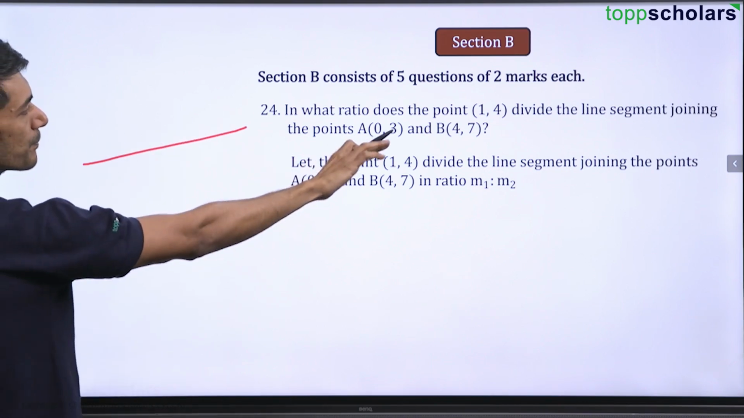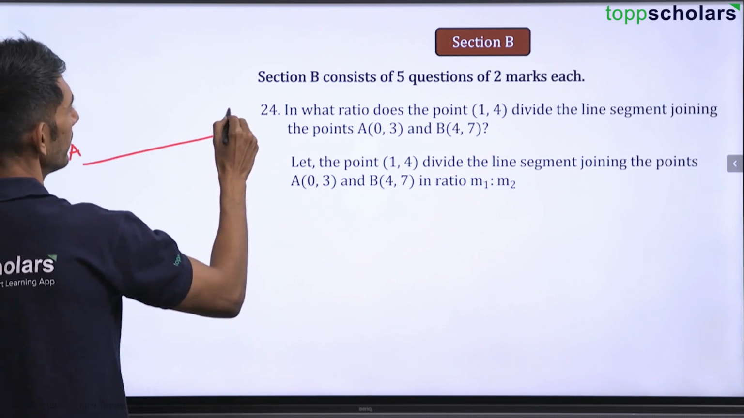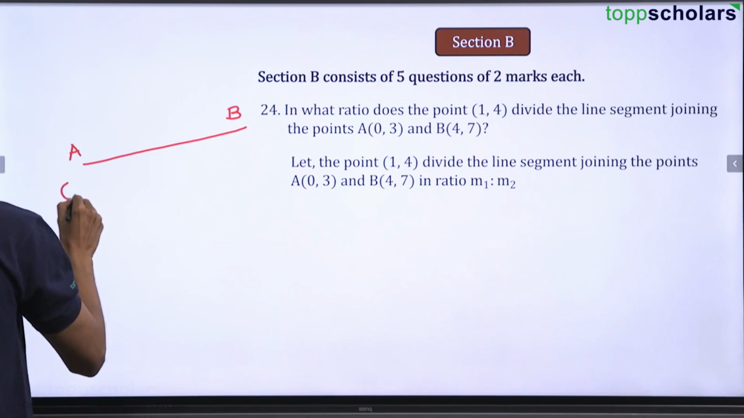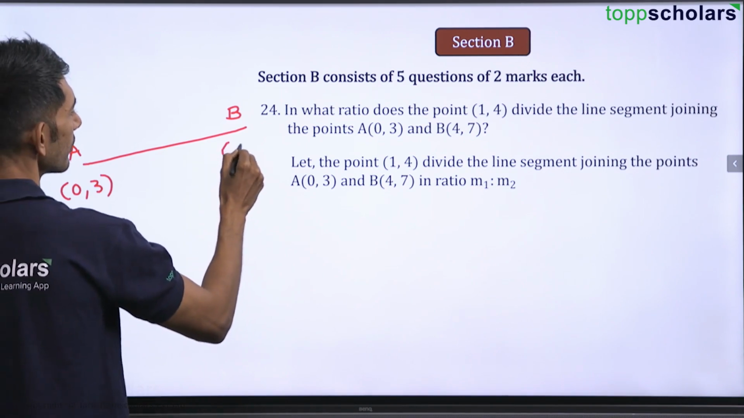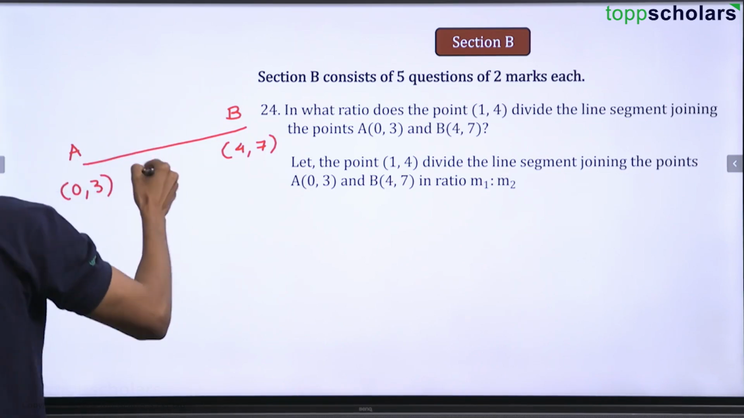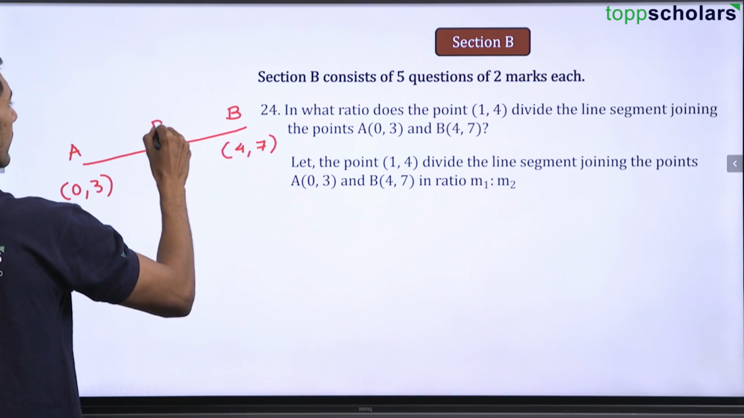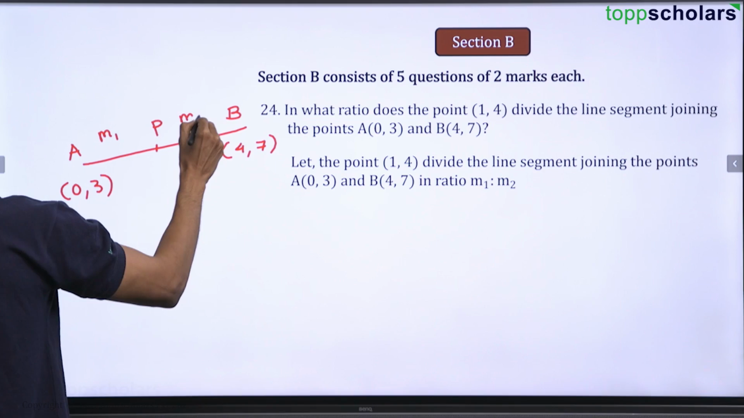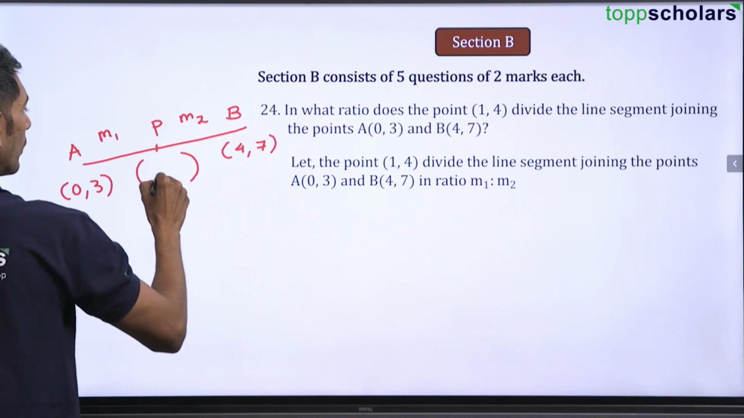I'll give you an example. So this is point A, this is point B. A is (0, 3). Point B is (4, 7). And there is one more point in the middle. Say for example that point is point P. And this ratio, you take the ratio as m1 is to m2. And this point P is also given. What is that? (1, 4).